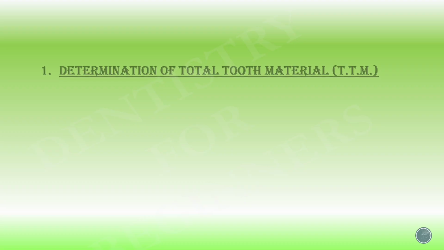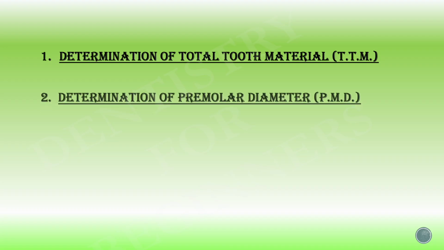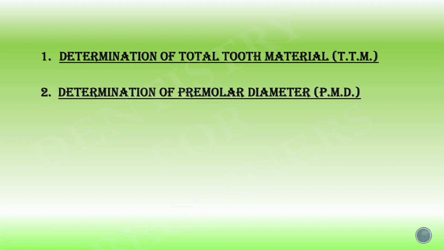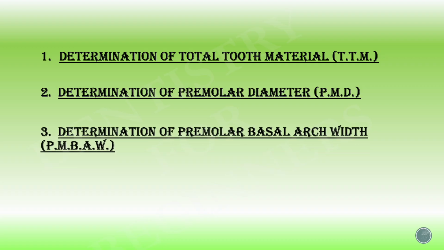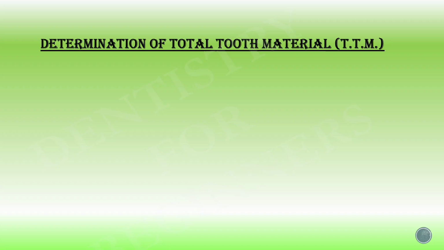So in order to measure this, Ashley-Ho did what? He measured 4 different things to determine Ashley-Ho analysis. First is determination of total tooth material, TTM; determination of premolar diameter, PMD; determination of premolar basal arch width, PMBAW; and premolar basal arch width percentage, that is PMBAW percentage.